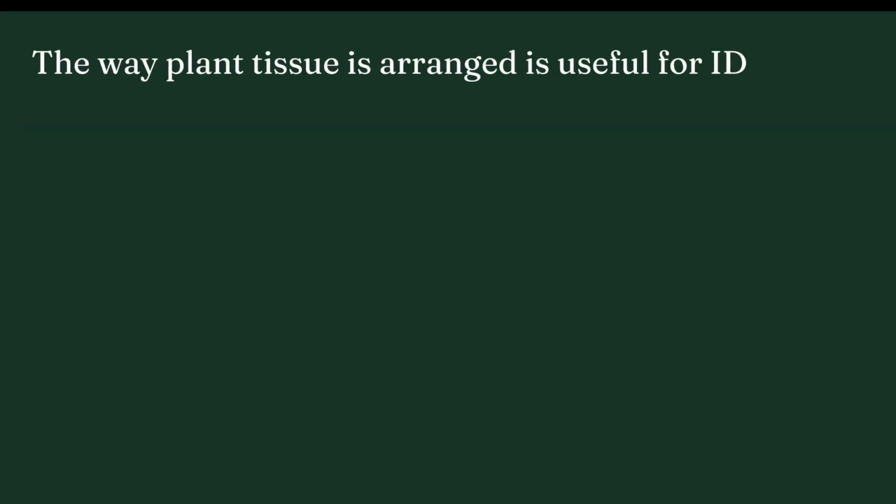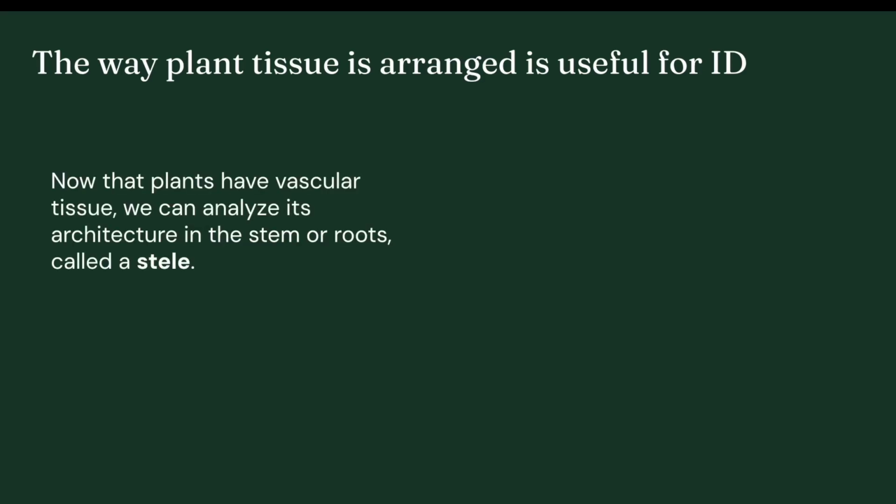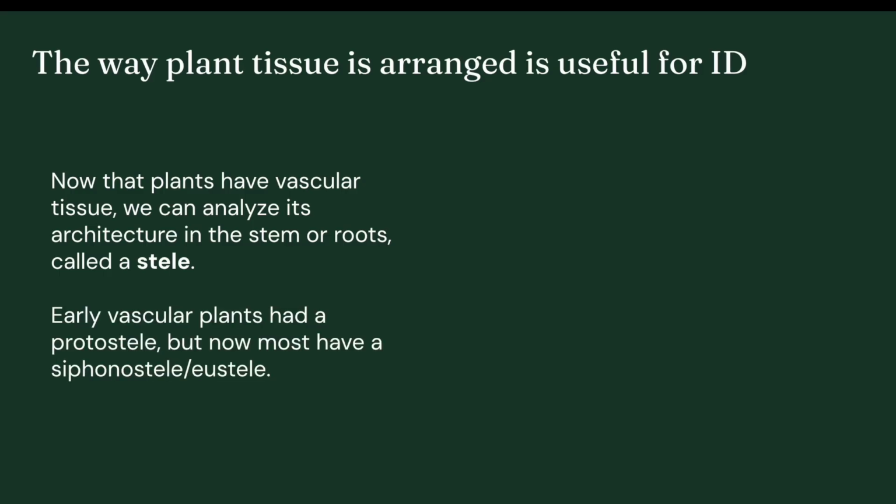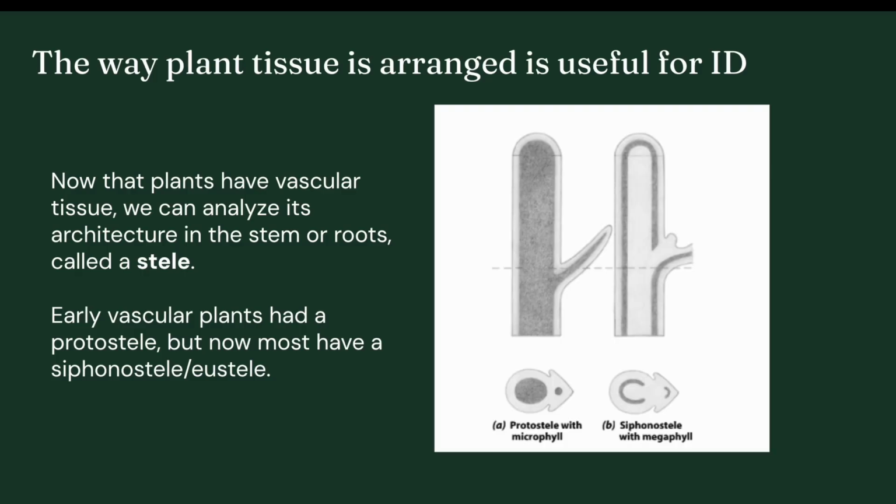And because their tissue is so organized, the way that it is arranged throughout different plants is very useful for identification. It also comes up in just regular plant biology problems sometimes, so I thought I would touch on it a little bit, specifically steles. When plants have specific vascular tissue structures within their stem or roots, we can analyze how it's arranged in a cross-section, which is called a stele. Early vascular plants had a thing called a protostele, but now most have a siphonostele.